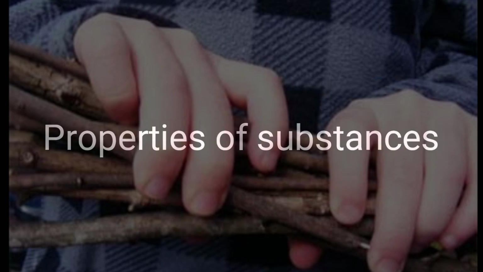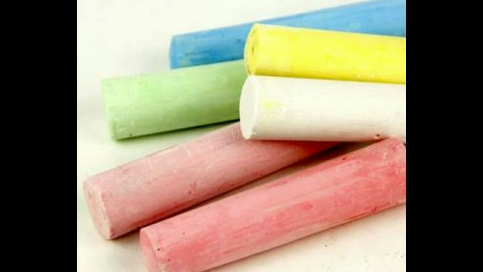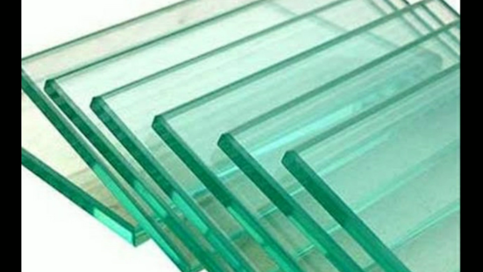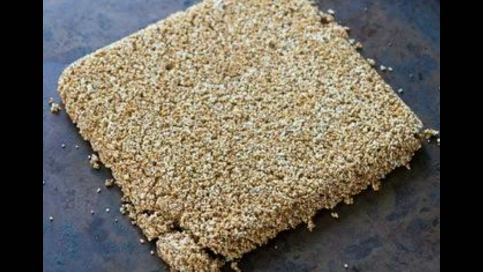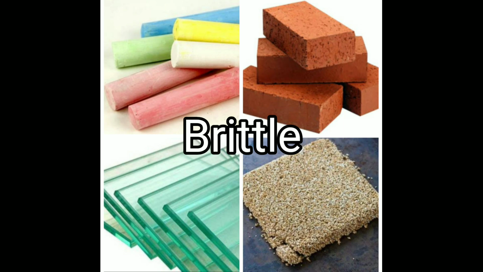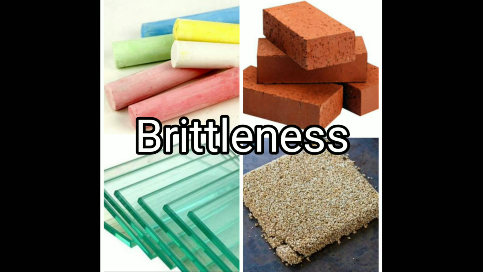Properties of substances. What will happen if pressure is applied on substances like chalk, brick, alum, glass, or a Rajgiravadi? These substances break into small pieces or particles. Such substances are said to be brittle. This property of substances is called brittleness.